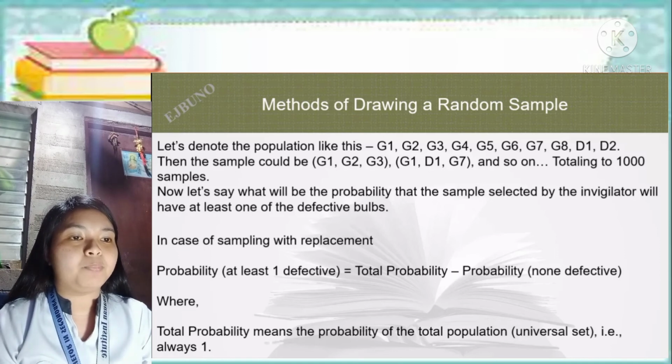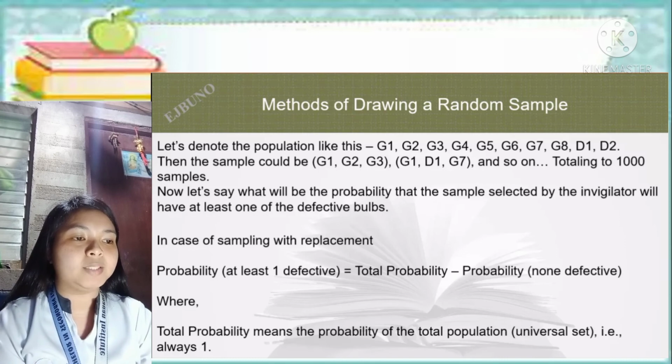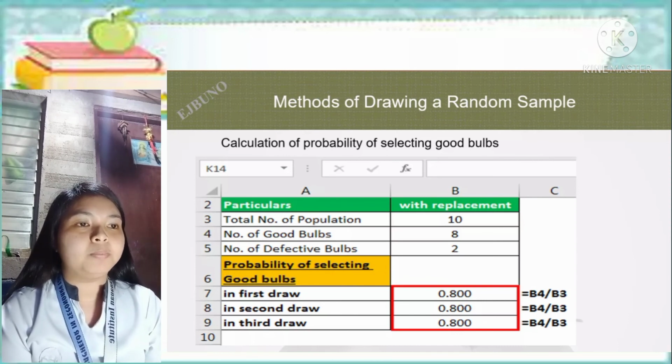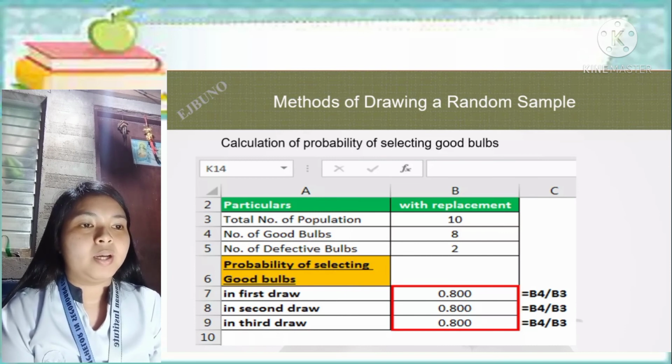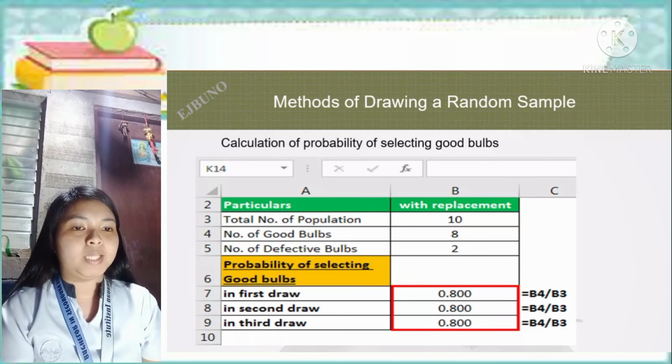Now, let's see what the probability is that the sample selected by the invigilator will have at least one of the defective bulbs. In case of sampling with replacement, the probability of at least one defective equals total probability minus probability of non-defective, where total probability means the probability of the total population, the universal set, which is always 1. Calculation of probability of selecting good bulbs, with replacement. Total number of population is 10. The number of good bulbs is 8. Number of defective bulbs is 2. Probability of selecting good bulbs.